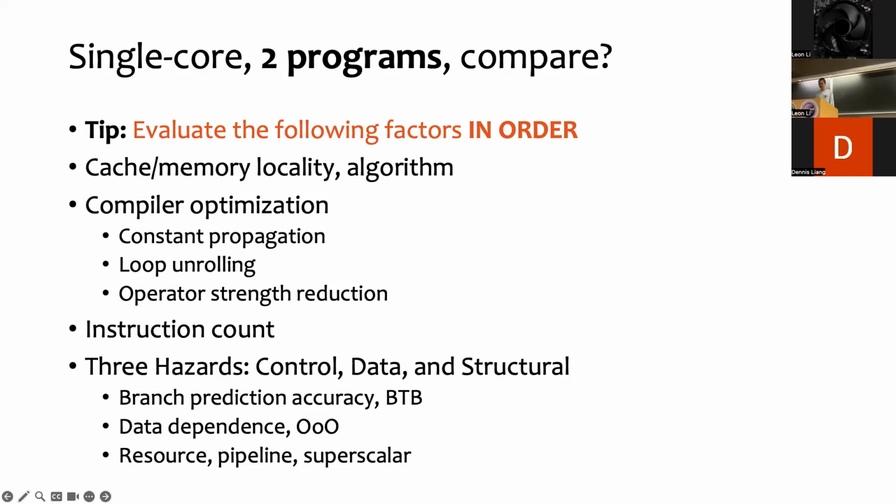All right. So my tip is that you should evaluate these factors in order, right? But why do you need to consider them in order? For example, why do we need to consider algorithm before we start thinking about compiler optimization?